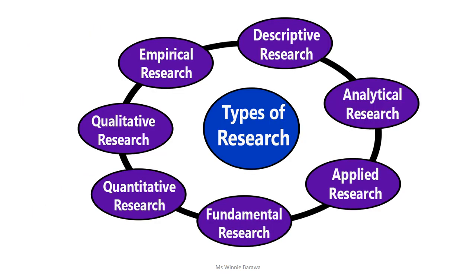So this is a vicious circle, just showing us the different types of research that we have mentioned earlier. We have descriptive, analytical, applied, fundamental, quantitative, qualitative, and empirical research. I hope you were able to grasp all these types, which we've discussed in a brief overview. Like I'll repeat, we'll have a recap of this in the next units as we come along.